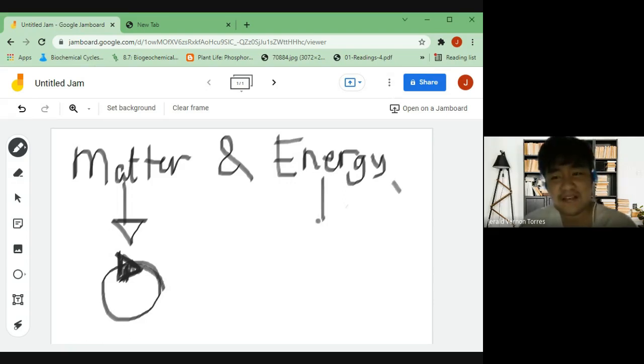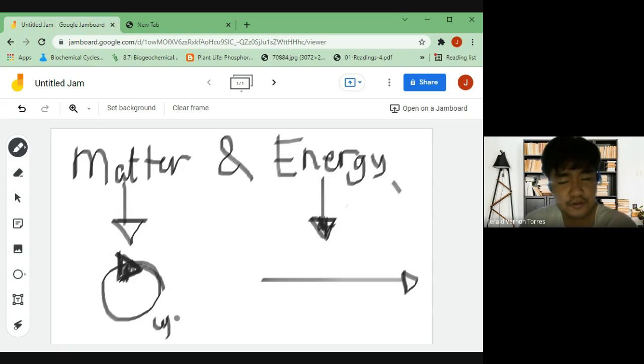Samantalang class, ang energy, if matter flows in a cyclic manner, yung energy ninyo, it flows in a linear manner. So yan tatandaan ninyo ha. In the Earth system or in the system itself, yung matter natin, it flows in a cyclic manner. Samantalang ang energy ninyo, it flows in a linear manner.